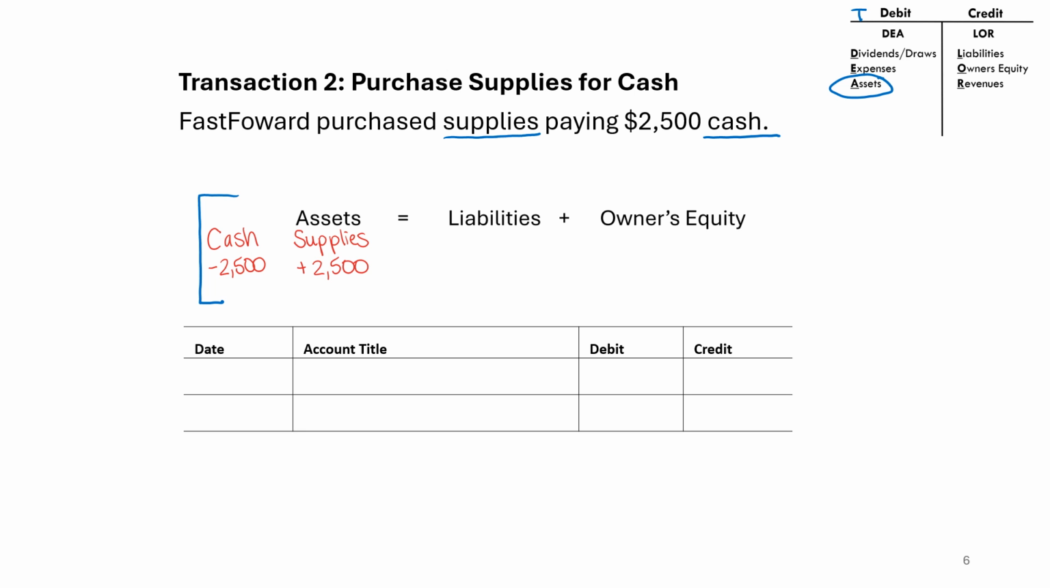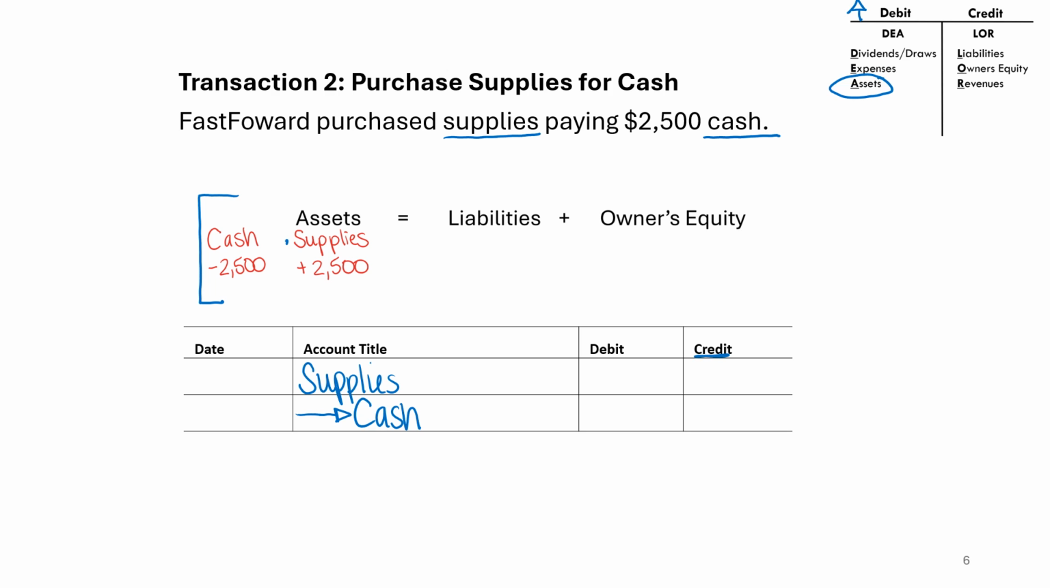To increase asset accounts, you debit them. So we need to see which of these accounts is increasing. That's what we will debit. It is the supplies account. So you debit supplies. Remember, the debit account always goes first and it is not indented. Cash is decreasing, so you credit cash. The credit comes after the debit and it is always indented.